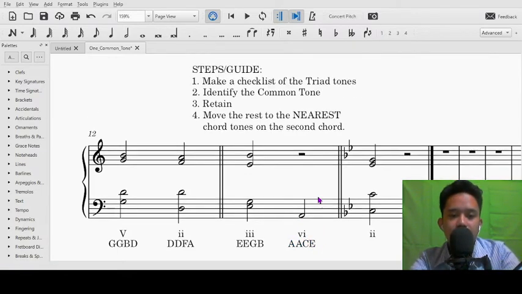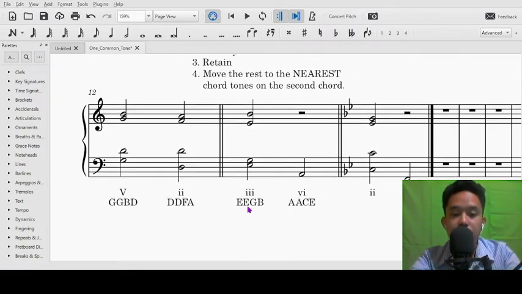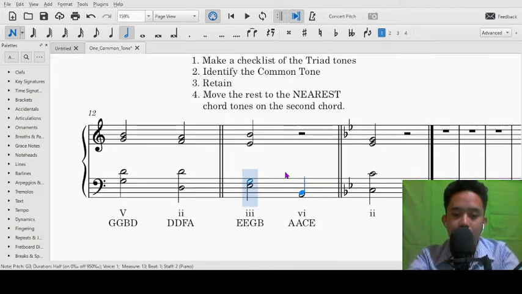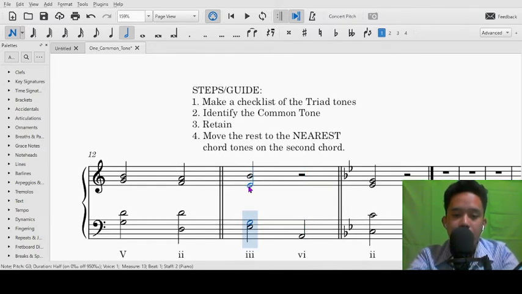So because we made a checklist, we can visually see what is their common tone. So as you can see, both of them have the letter E. So we can now retain the letter E on the first note to the second chord. So here we are retaining it. Next, the last step is to move the rest to the nearest chord tones in the second chord. So we will move that.